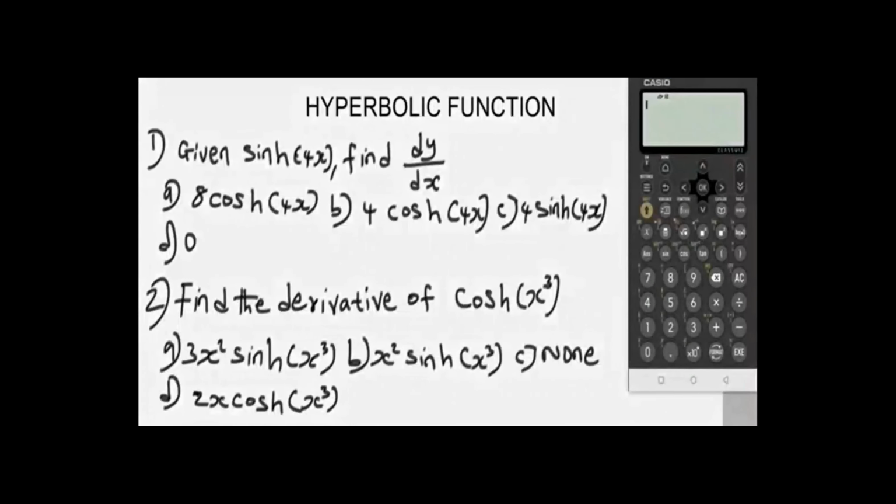We're going to learn how to solve the derivative of hyperbolic functions using this Casio fx-991CW scientific calculator. So we have two questions to practice with. Let's get started. The first question I have here says, given sinh(4x), find dy over dx. So these are hyperbolic functions.